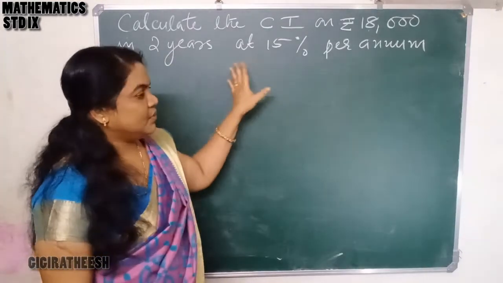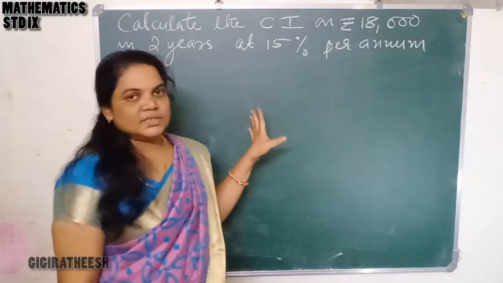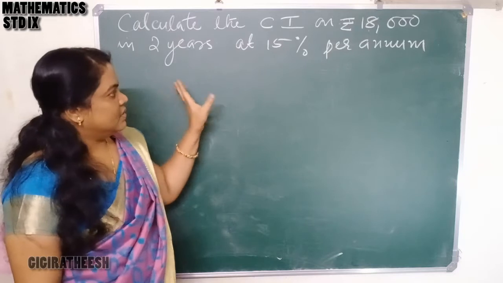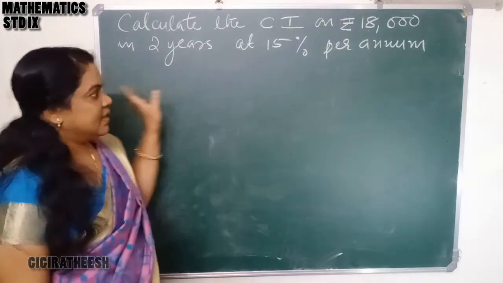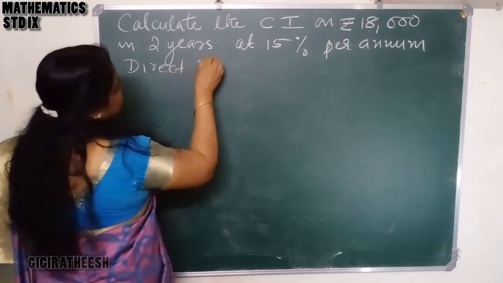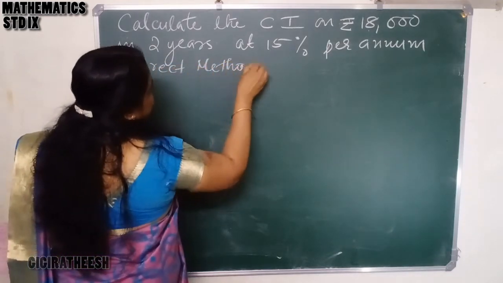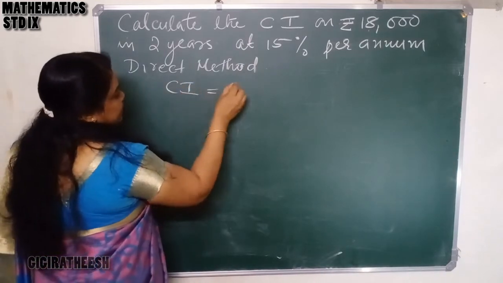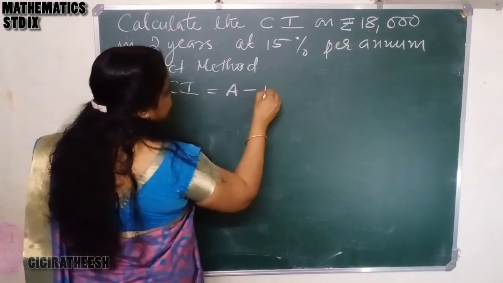Using this previous question, how can we calculate the CI using the direct method? We know that CI is equal to A minus P.